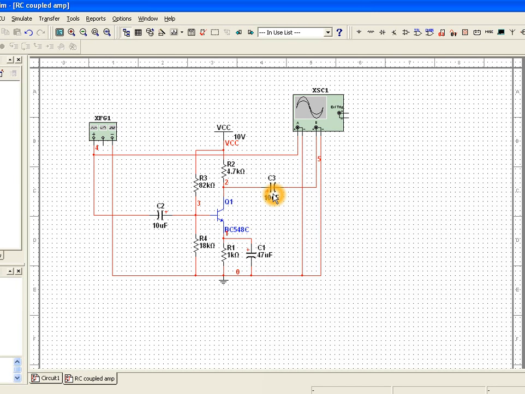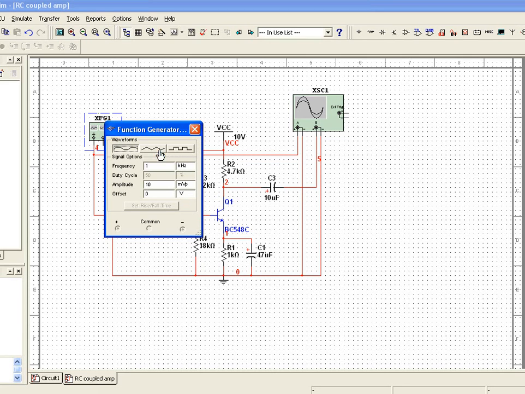Now let's get to the simulation part. To vary the input, just click on the function generator. We get a control panel. It gives us options of a sine wave, triangular wave and a rectangular wave. The frequency and amplitude of the wave can also be varied here. Set the output level of the signal generator to around 10 mV peak. Select the sinusoidal output.